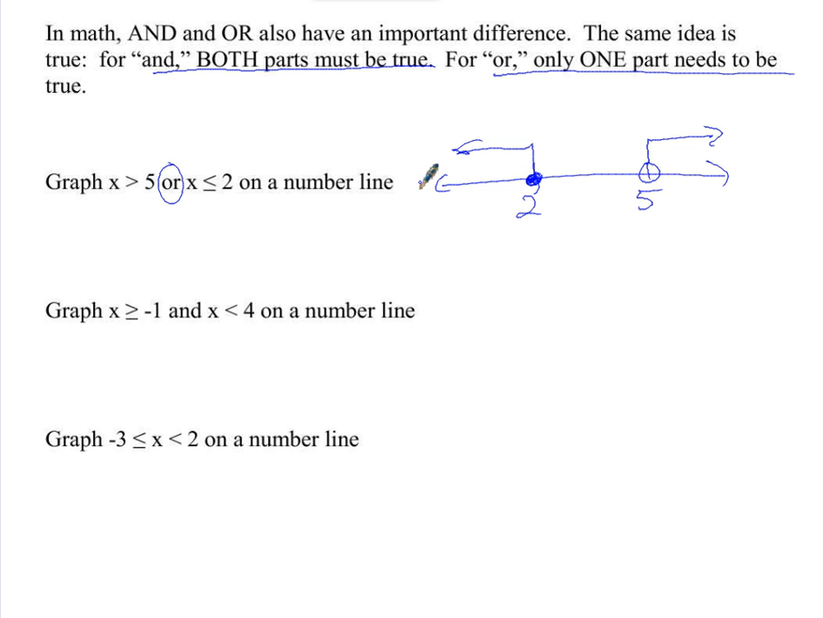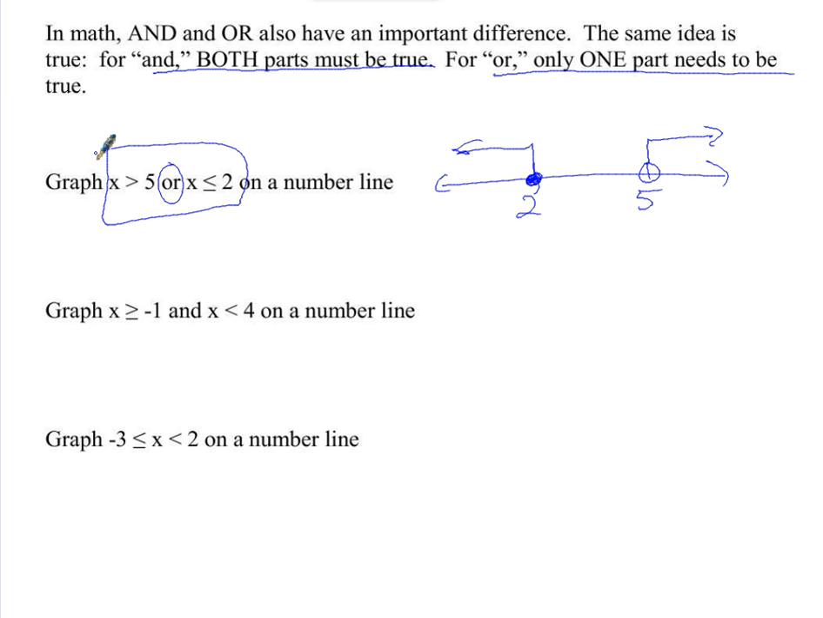Either these numbers work to make the sentence true, or these numbers work to make the sentence true. The stuff in the middle does not work. So for example, here's my sentence right here. X is greater than 5 or x is less than or equal to 2. Pick a number.